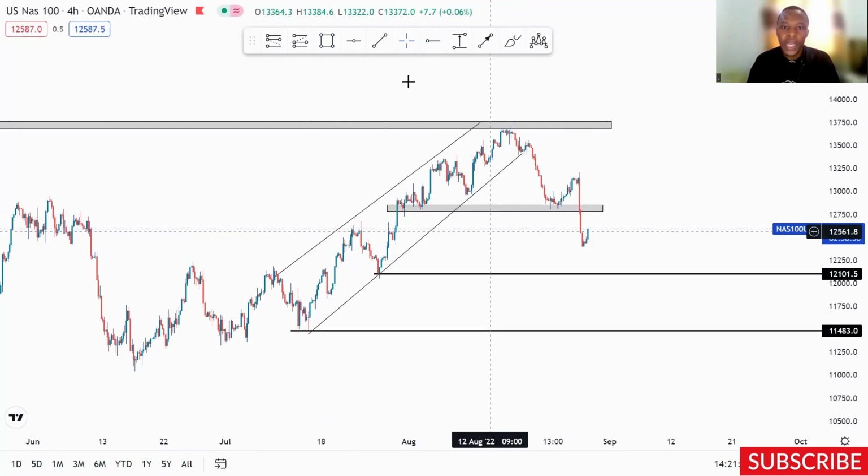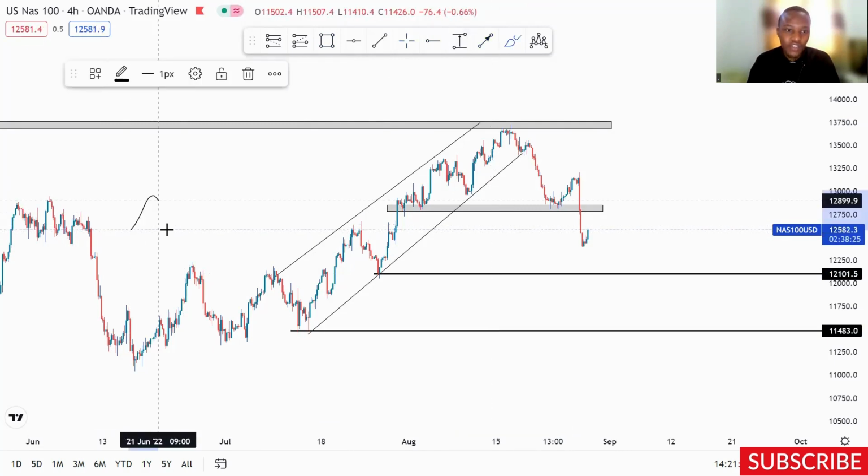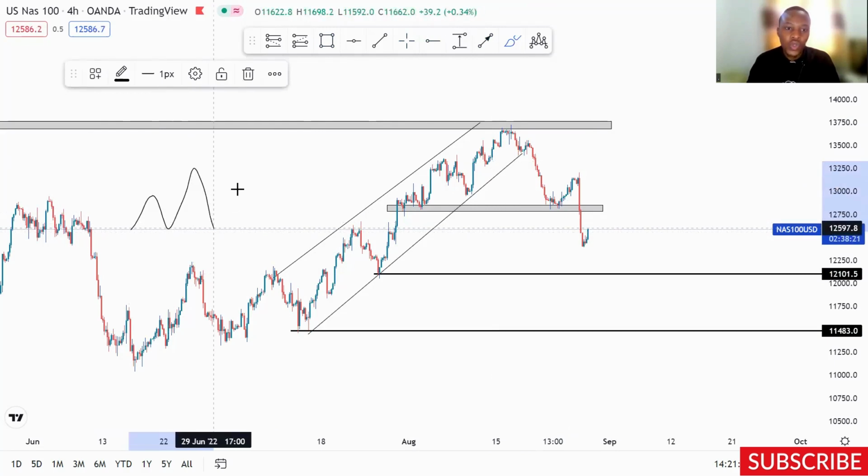So what could possibly happen next is that, remember, a normal head and shoulder is like this. You have your left shoulder, your right shoulder, your head, and then another right shoulder, and then you have this, and then the market comes back to the neckline and continues from where it actually came from.